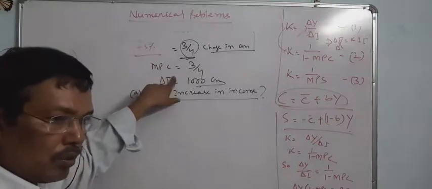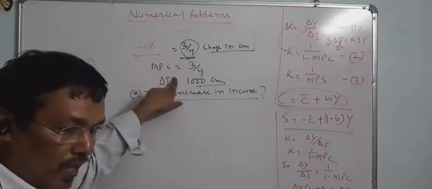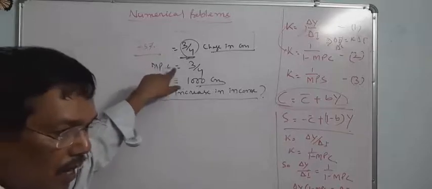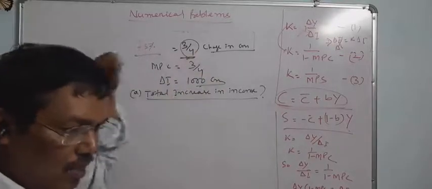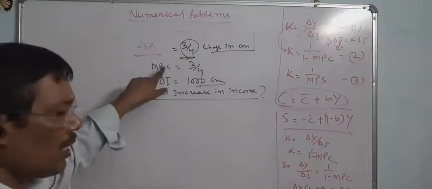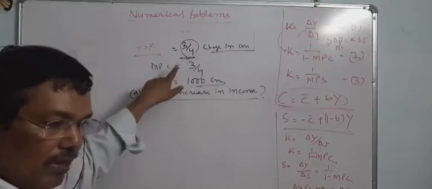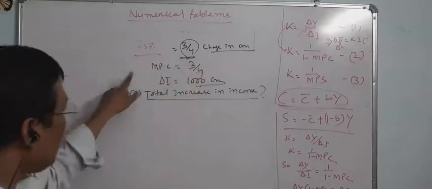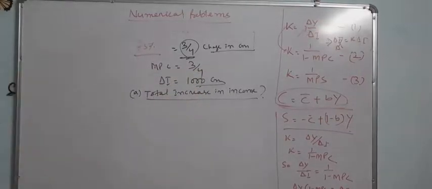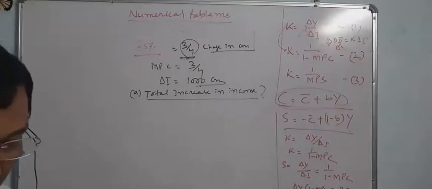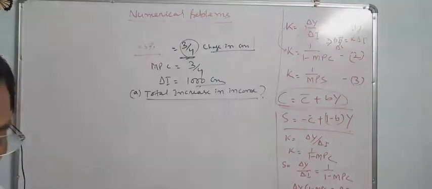Why is it the marginal propensity to consume? It is understood. When 100 crores of rupees is increased, 75 rupees will be the increase in consumption. So MPC is equal to delta C upon delta Y, or 75 by 100 equal to 3 by 4. That is, MPC is 3 by 4. Understood? Investment is increased by 1000 crores. It means delta I is 1000 crores.